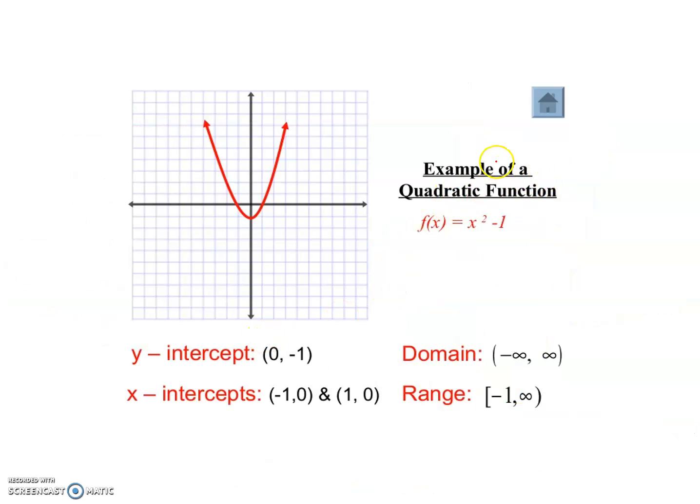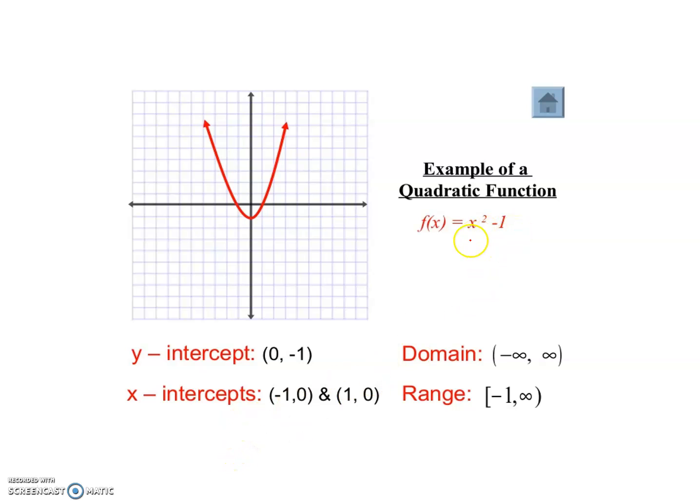Let's understand better by an example. Example of a quadratic function: f of x is equal to x square minus 1. So the y-intercept is 0 comma minus 1. We have to put the value 0, so we derive minus 1 as the y value.